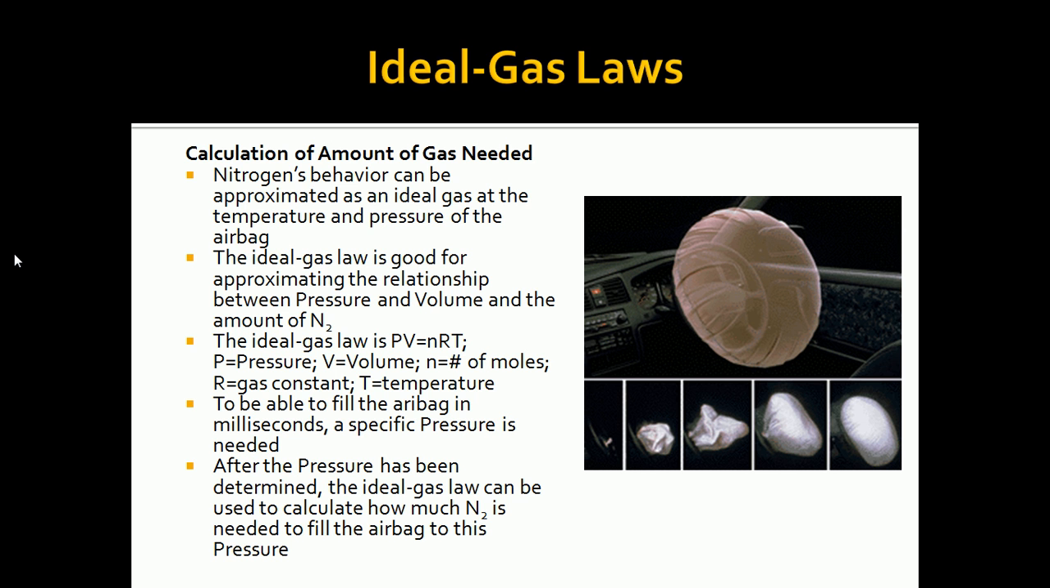To be able to fill the airbag in milliseconds, a specific pressure is needed. After the pressure has been determined, the ideal gas law can be used to calculate how much nitrogen is needed to fill the airbag to this pressure. In the image over here, you can see almost a step-by-step of how the airbag fills up to how much it needs to fill up in total.